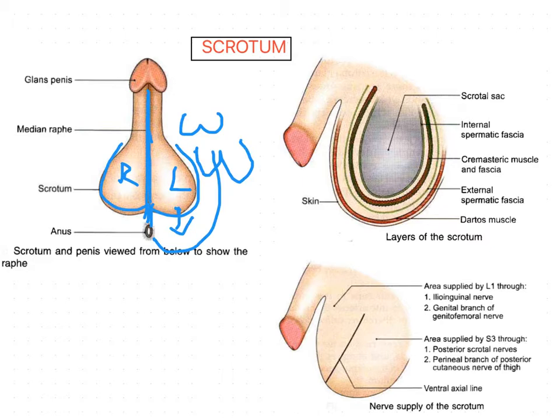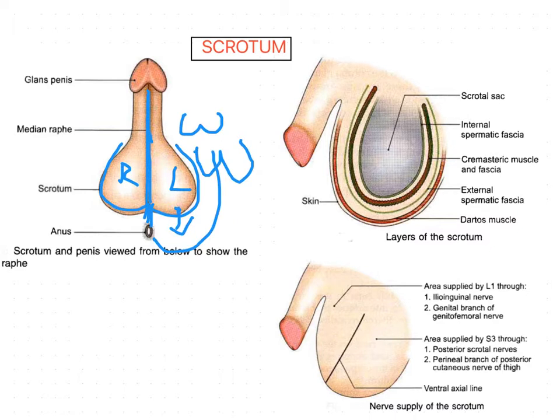By seeing these things, the dartos muscle helps in the regulation of temperature within the scrotum. So this muscle plays an important role in the regulation of temperature within the scrotum. That is the main function of the dartos muscle.